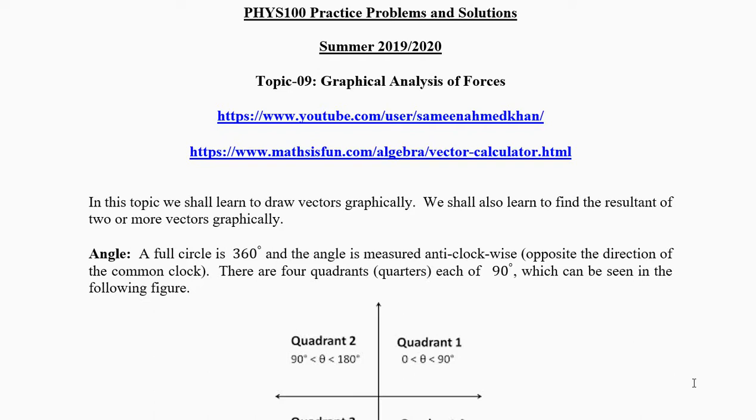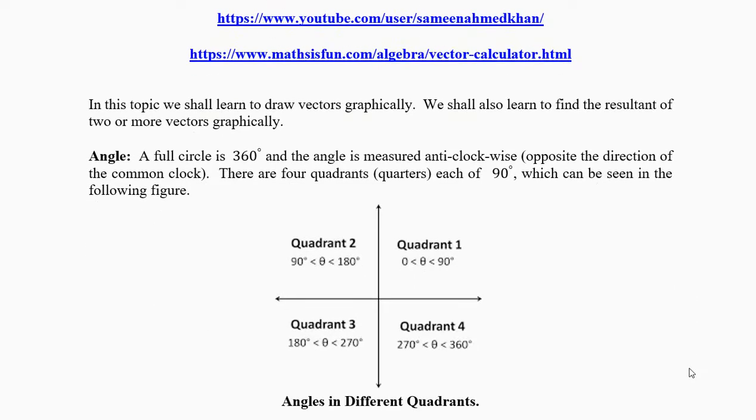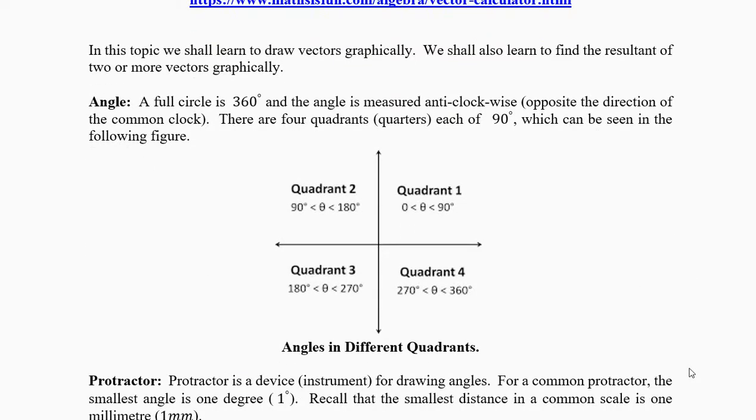But before we start the graphical representation of forces, let's look at the angles. A full circle is made up of 360 degrees and the angle is measured in the anti-clockwise direction. By anti-clockwise, we mean opposite to the clock. So the angle is always measured in this direction.